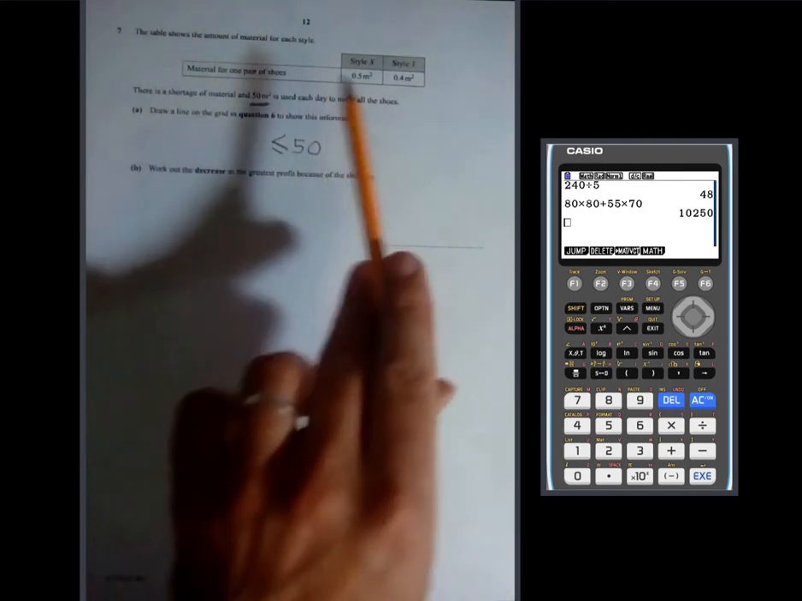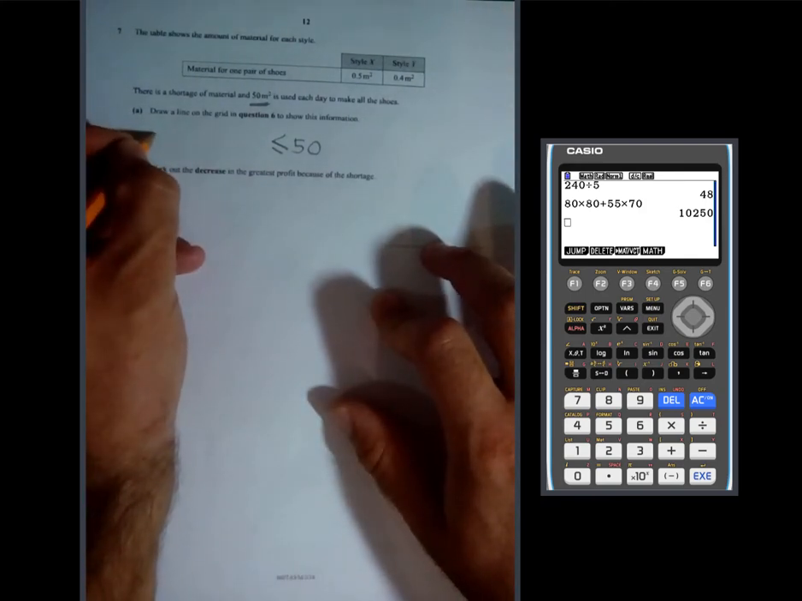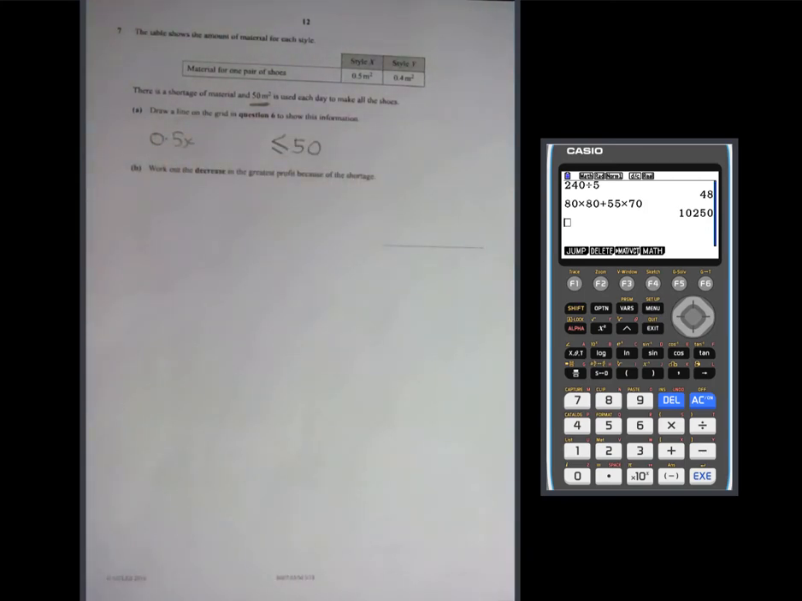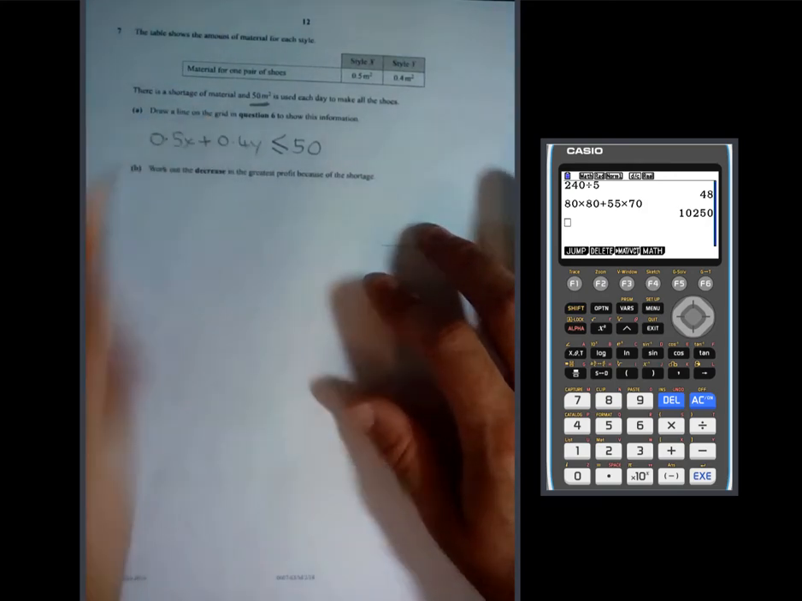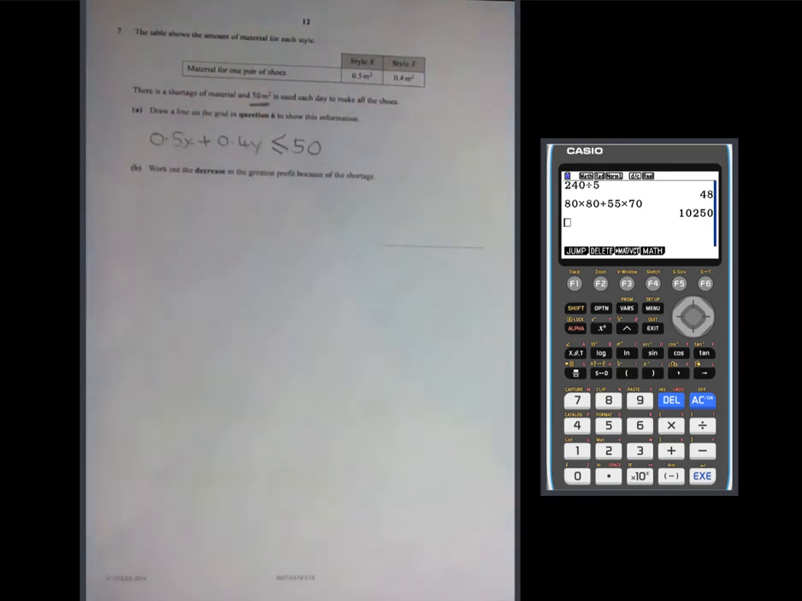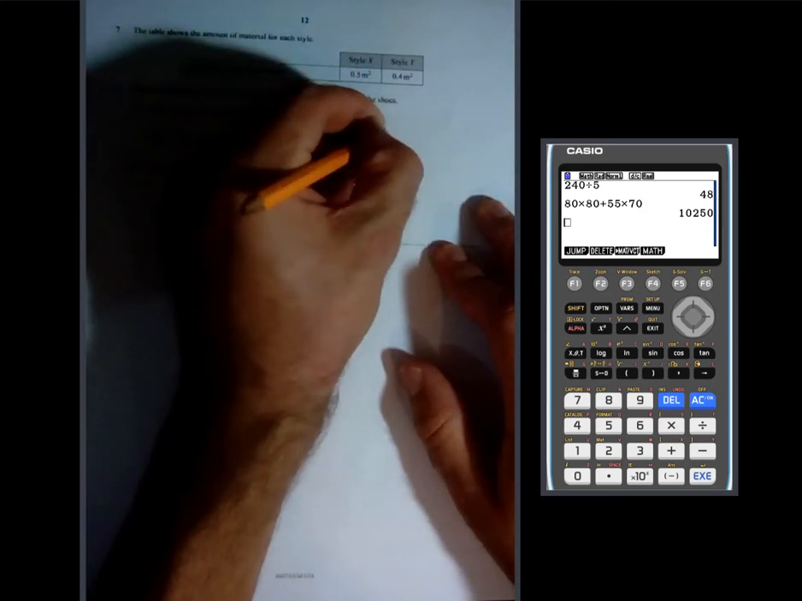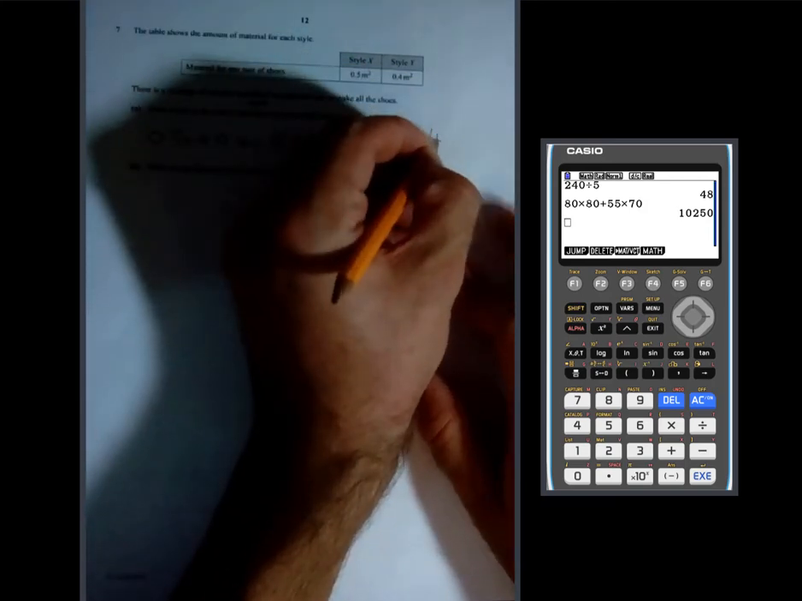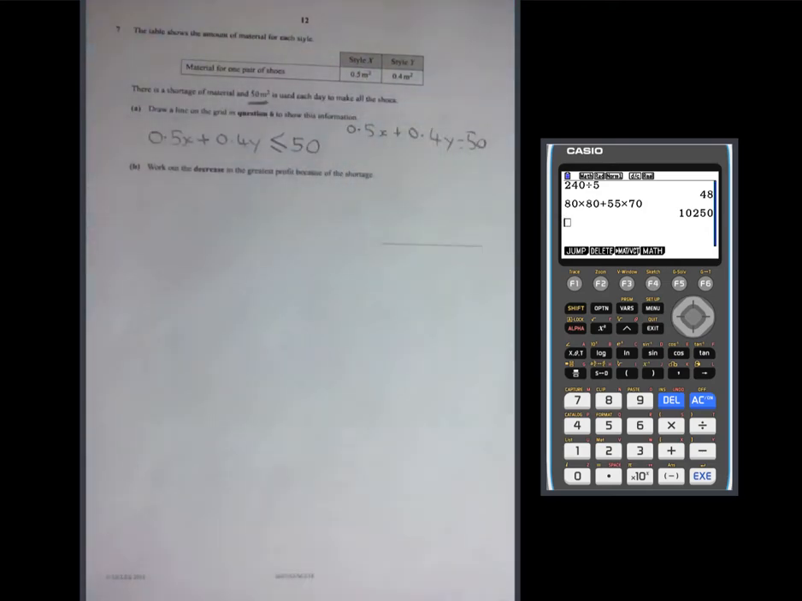Every pair of style X uses 0.5 meters squared, and we make little x numbers of each. So it's going to be 0.5x. That's the total amount of material used to make all the style X's that we make in a day. For style Y it is 0.4y. So for the total, we must add them. This is the new line we need to draw, and I would still be drawing this in the same way. I'd be looking to draw 0.5x plus 0.4y equals 50. And I'd be looking at the axis intercepts.